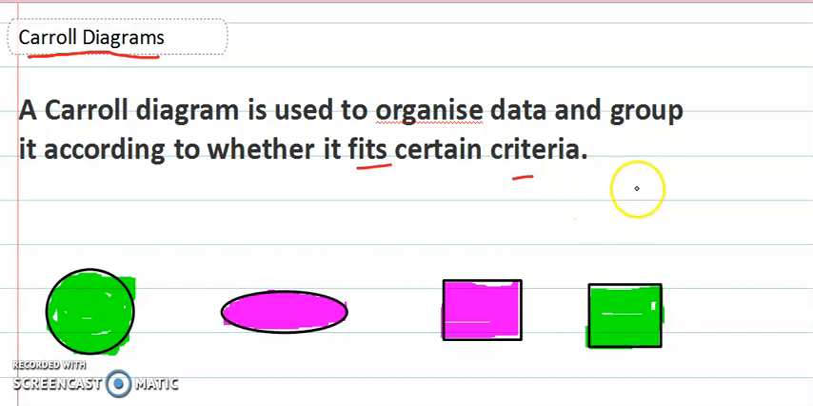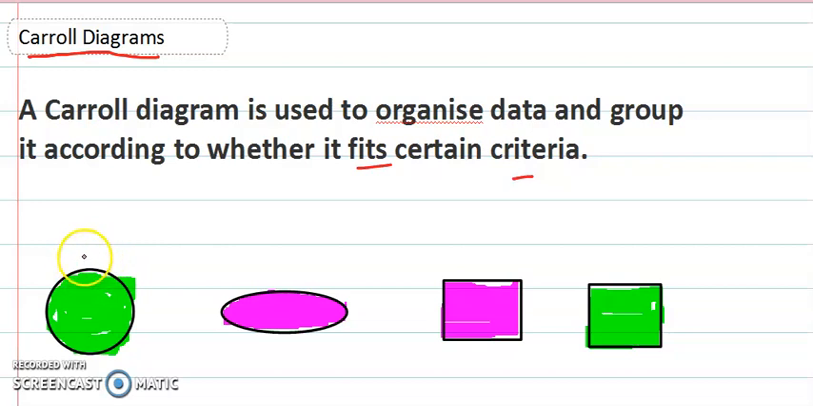Normally the data collection groups that we make give us information about their numbers or about certain features only. But when we use the Carroll diagram, at the same time we come to know about a particular feature, and we also get the idea of whether it belongs to a certain criteria or not. For example, here on the screen you can see four different diagrams. Now each diagram has a lot of features.